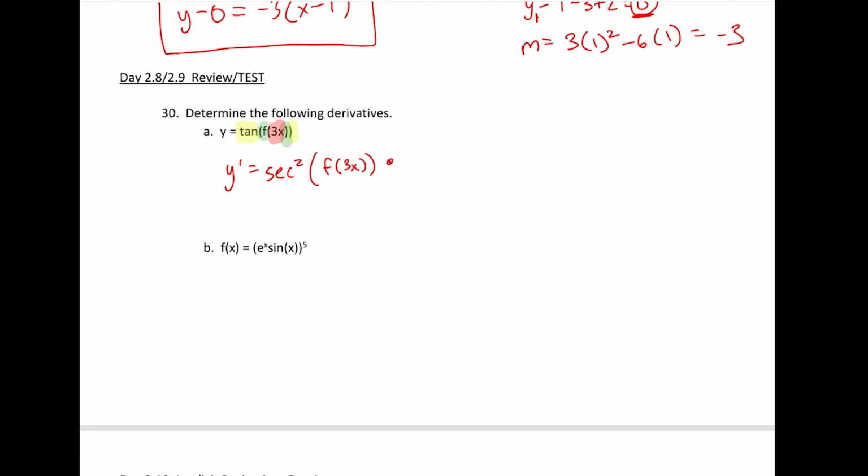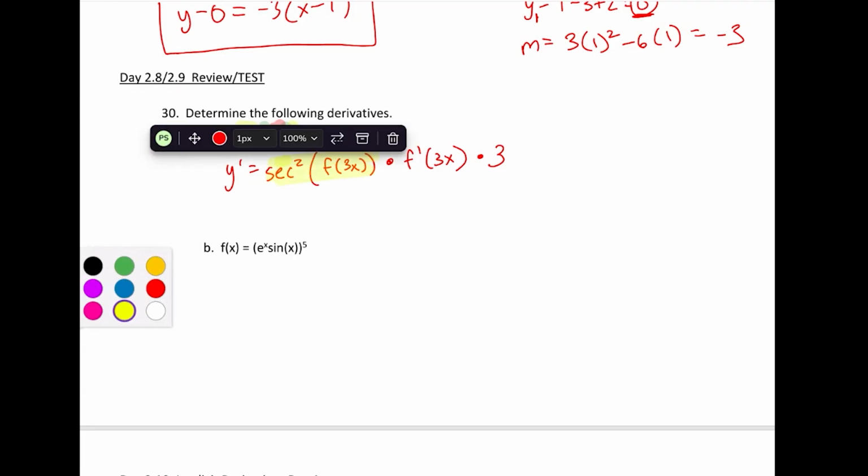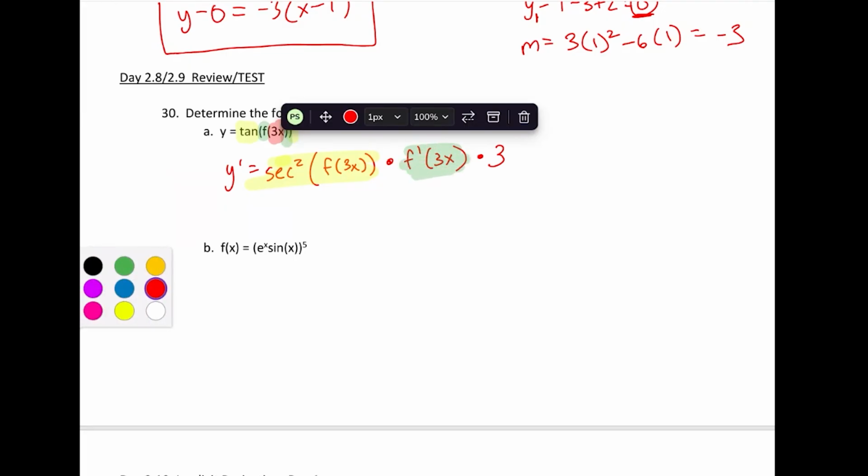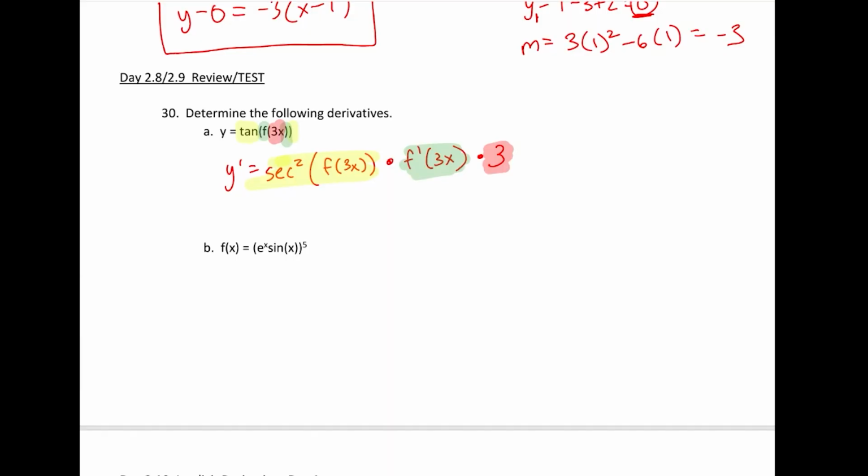times the derivative of f of 3x, which is just f prime of 3x, times the derivative of the 3x, which is 3. So the first part of the chain rule, from the tangent, is right here. The second part, from the f of x, is right here. And the third part of the chain rule is going to be 3. Let me just take a quick look, make sure I didn't make a mistake there, but I think we're good there.